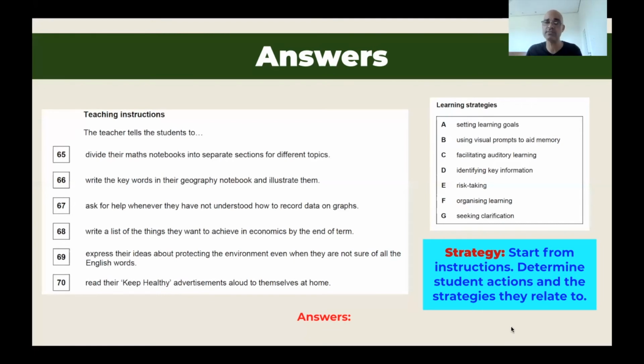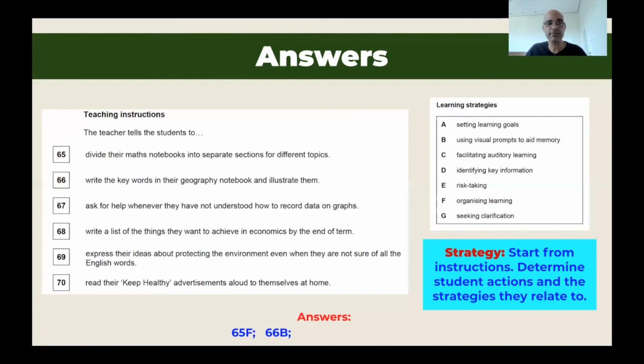Most math teachers ask students to do that because math is a subject that sometimes involves steps in solving a problem, for example, and students can better succeed at this when they organize their learning. So 65, letter F. 66, write the keywords in their geography notebook and illustrate them. Well, if the students are writing words and illustrating, they're getting written language and associating the written language with visuals. So using visual aids to aid memory. That's letter B, because the students will illustrate the words by making drawings. So that's a visual component.